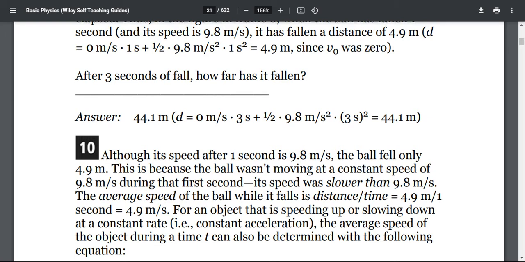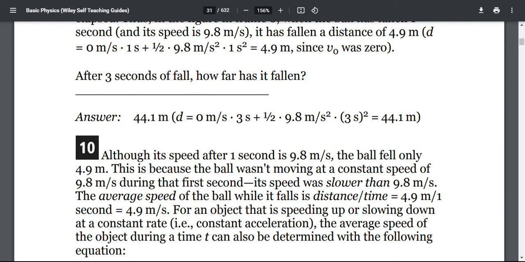For an object that is speeding up or slowing down at a constant rate, for example constant acceleration, the average speed of that object during a time t can also be determined with the equation v_avg = (v0 + vf)/2.